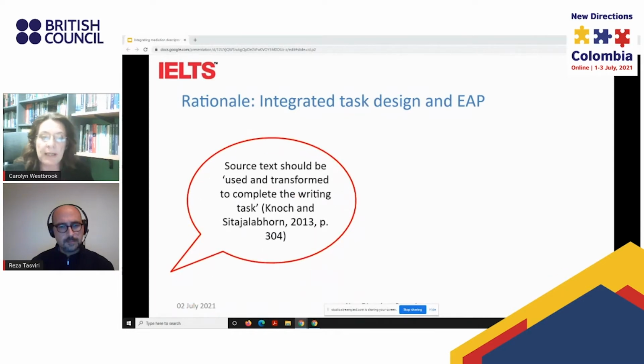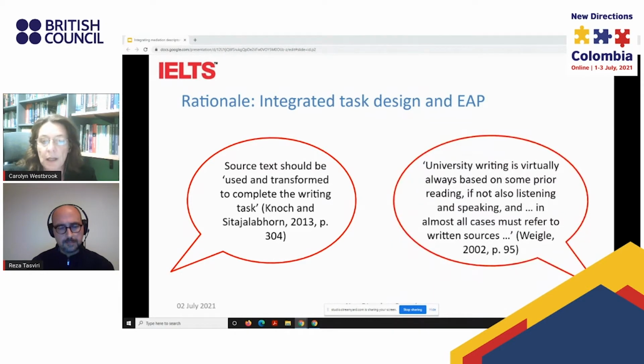So what do we mean by an integrated task? What is an integrated task? Well, Knoch and Sitajalabhorn 2013 state that for a task to be considered an integrated task, a significant proportion of language should be provided as input, and the language contained in this source text should be used and transformed to complete the writing task. Weigel 2002 also argues that university writing is virtually always based on some prior reading, if not also listening and speaking, and in almost all cases must refer to written sources.